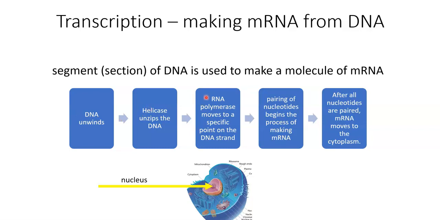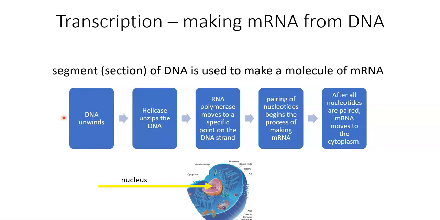RNA polymerase comes in and moves to a specific point on the DNA strand. The nucleotides come in and pair up, which begins the process of making mRNA. And after all the nucleotides are paired, mRNA moves out into the cytoplasm. So if I were you, I would pause here and maybe write down these steps, because I promise you're going to use them a little bit later.